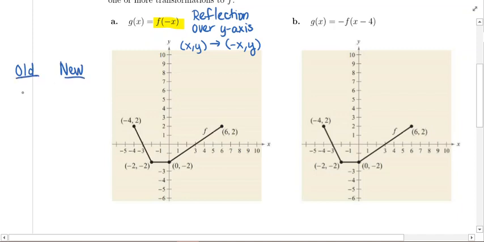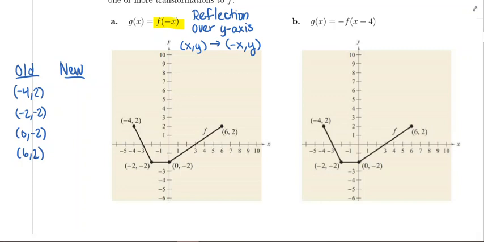Okay, so I'm going to write down the 4 points that I see. Like I said, (-4, 2), and then (-2, -2), and then (0, -2), and then finally (6, 2). So we need to figure out where each of those points ends up if we basically fold our sheet of paper along the y-axis. Okay, so let's start with (-4, 2).